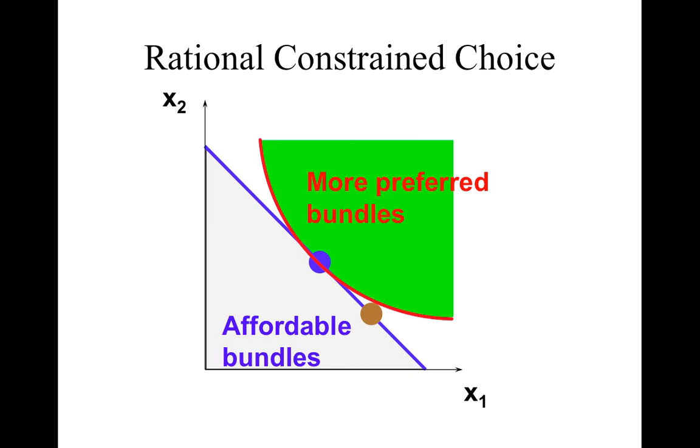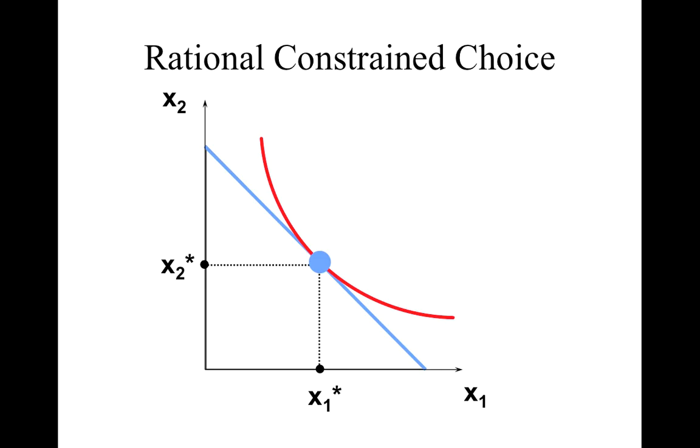So let's look at the clean diagram. All the bundles to the right hand side of the most optimal point are more preferred bundles, but you cannot reach there unless there is a change in price of either commodity or a change in income. We will call the units of x1 and x2 in this optimal bundle x1 star and x2 star.